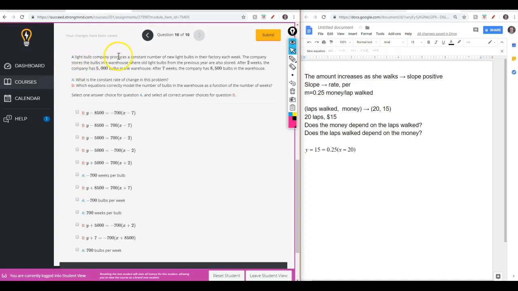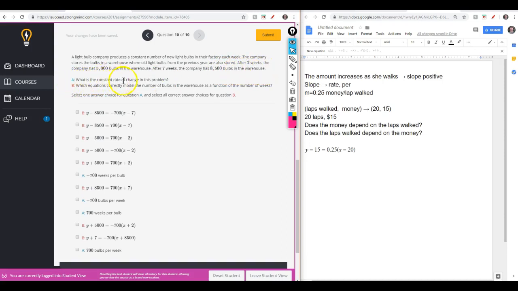Question 10. A light bulb company produces a constant number of new light bulbs in their factory each week. The company stores the bulbs in the warehouse where old light bulbs from previous years are also stored. After 2 weeks, the company has 5,000 bulbs in the warehouse. After 7 weeks, the company has 8,500 bulbs in the warehouse.